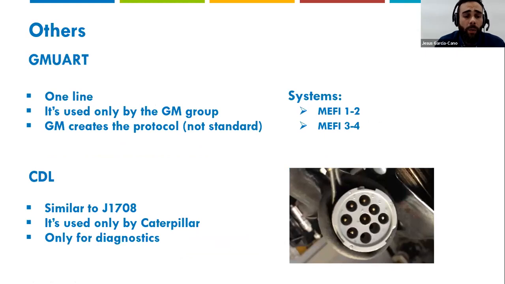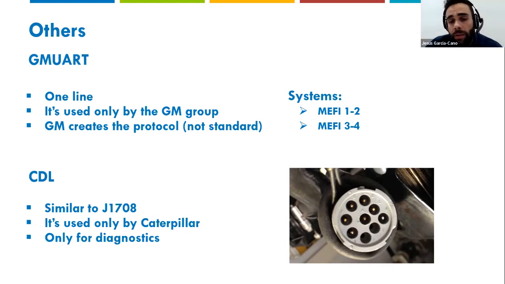Other proprietary communications are not standard, for example, GMLAN, which is one line. It's like K line, but inside, the communication is totally different. It's used only by General Motors Group. General Motors created this protocol, not the standard.